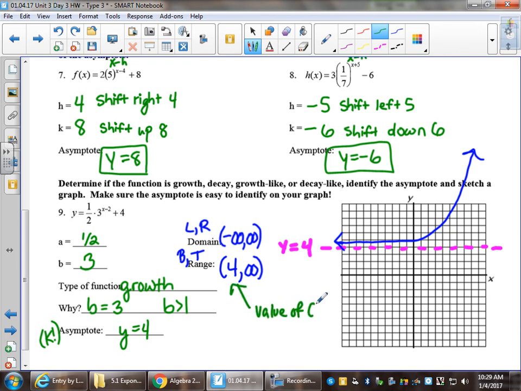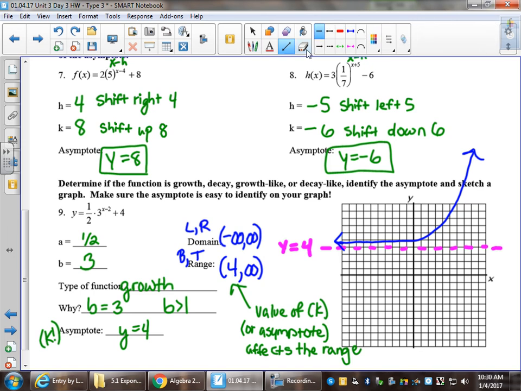Value of K, or asymptote, whichever way you like seeing it, affects the range. The domain will always be all real numbers. No restriction left and right. But when I look bottom and top, there's clearly a restriction here, determined by K or the asymptote, whichever way you like to see it. That's an important note. I'm even going to highlight it.